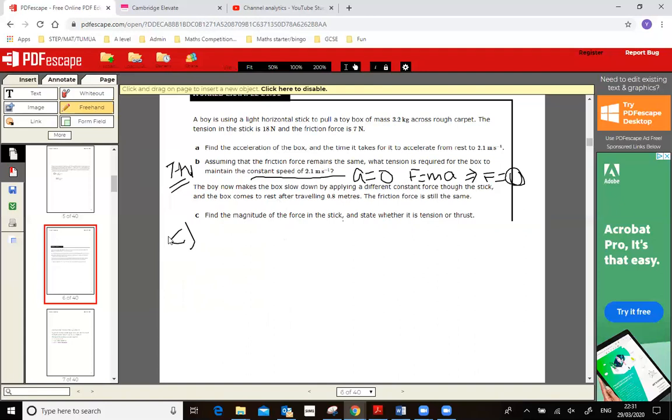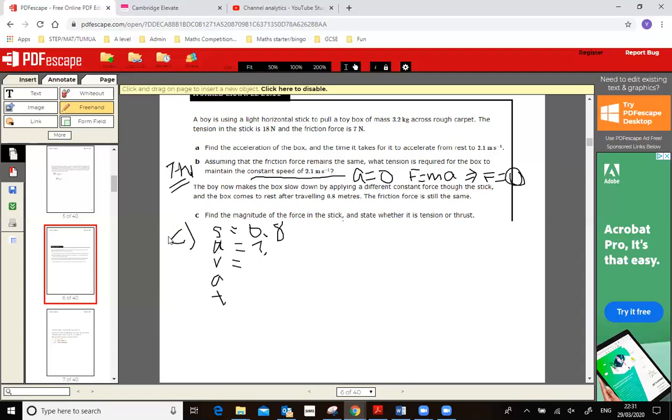Okay, so as I said before, we need to look for the new acceleration. So we have to think about SUVAT again. So let's use S, U, V, A, T. Now, do I know S, how far it traveled? Well, let's have a look at what it says. It traveled 0.8 meters. So S is 0.8. I don't know A, that's what I'm looking for. So let's put a question mark there.